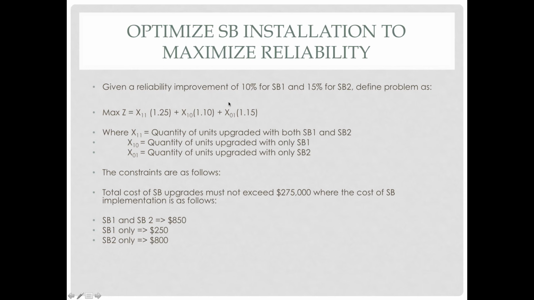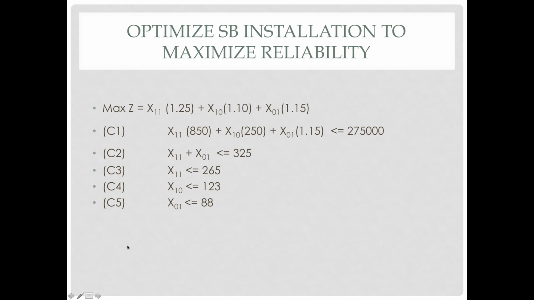From a side calculation, we determine the reliability improvements due to SB1 and SB2 independently, and then we can generate this maximization equation here for maximizing the reliability improvement, subject to these cost constraints, where we have our total cost and the cost of implementing service bulletins, either SB1 and SB2 together or SB1 and SB2 individually. This completes our linear programming model here.